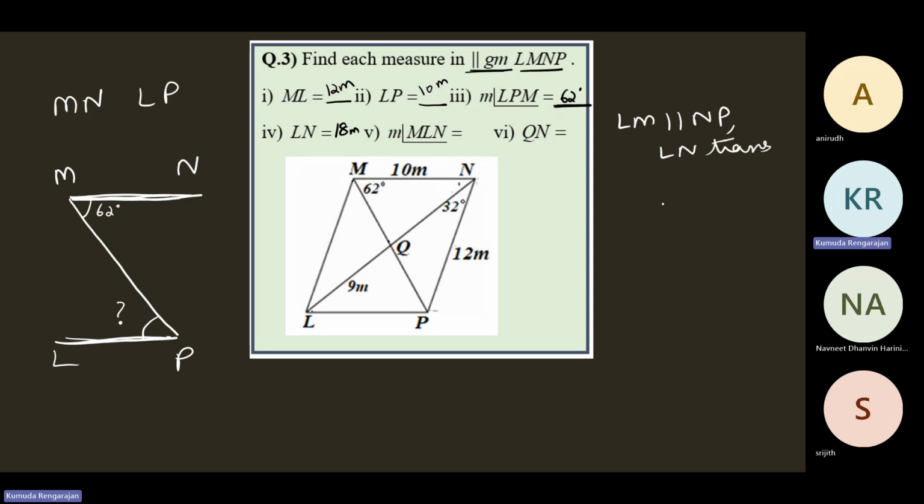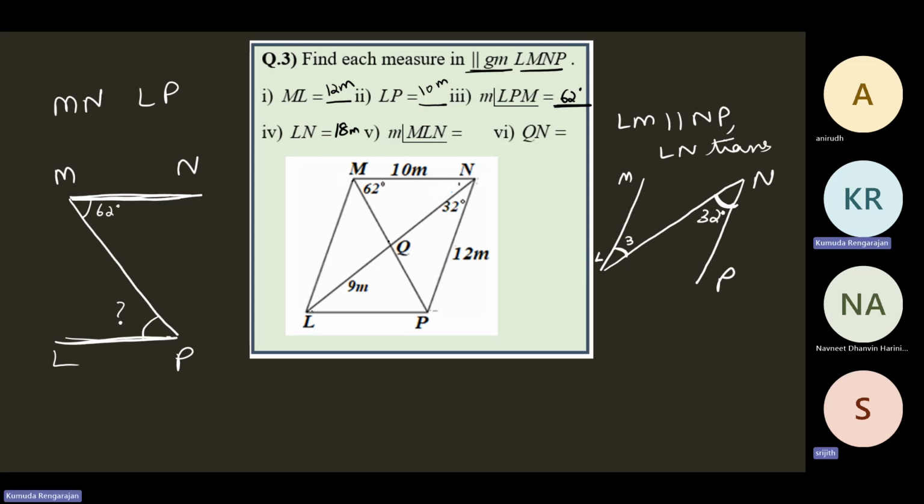We'll just make the figure. This one is LM. And this is NP. This is NP. And the transversal is LN. This is the transversal. So these are the angles. And what do we have here in the figure? What is marked here in the figure? 32 degrees, ma'am. 32 degrees.